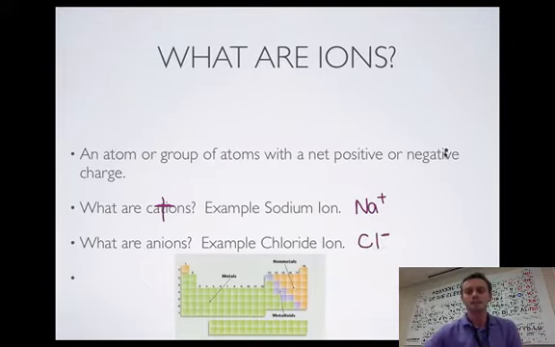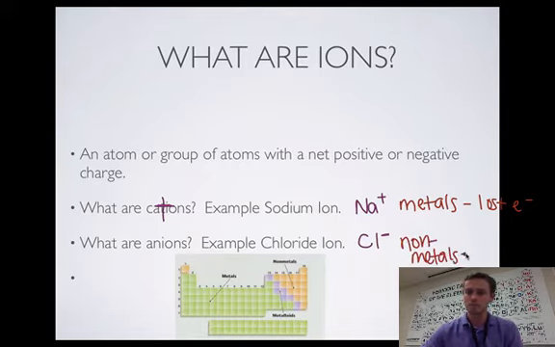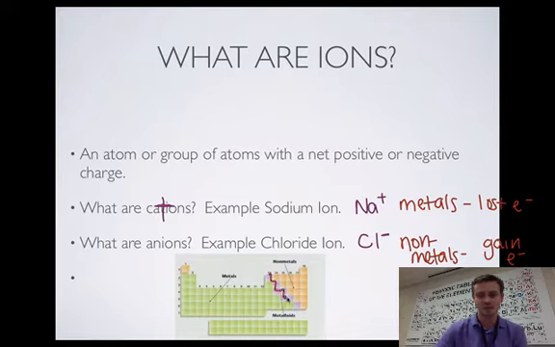One thing to note: cations are going to be your metals, and they are going to have lost electrons. Anions are going to be your nonmetals, and they are going to gain electrons. Just look here on this periodic table. You have this little zigzag line going on right here. Along that zigzag line, you have your metalloids. To the right of it, you have your nonmetals, which are going to form your anions, and to the left, you have your metals, which are going to form your cations.